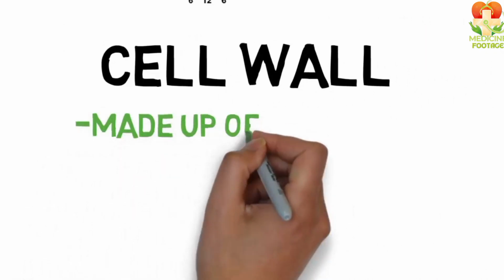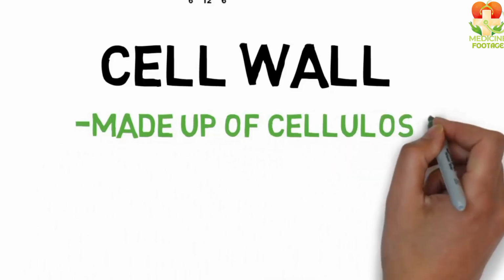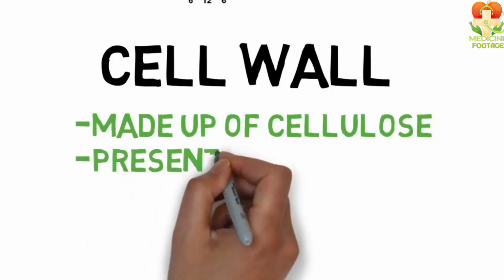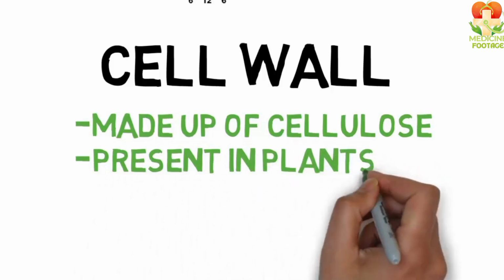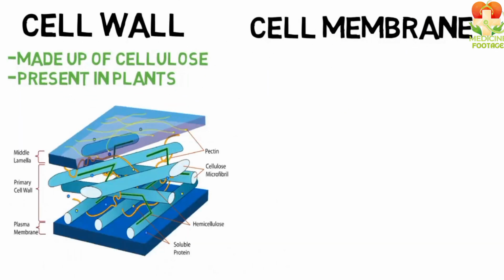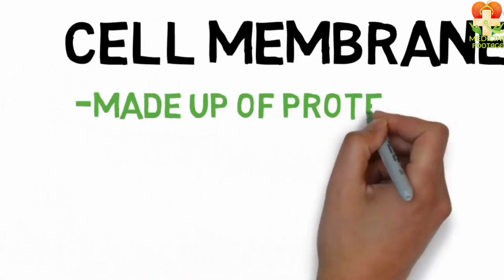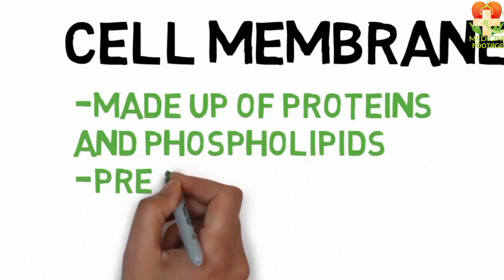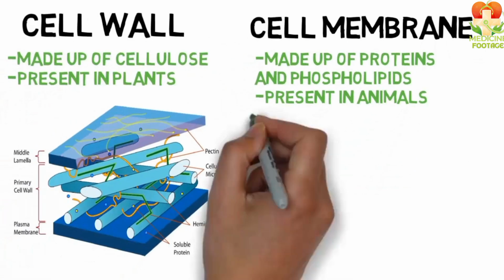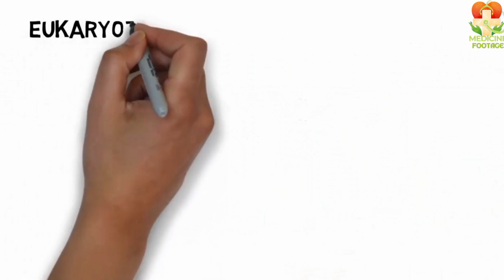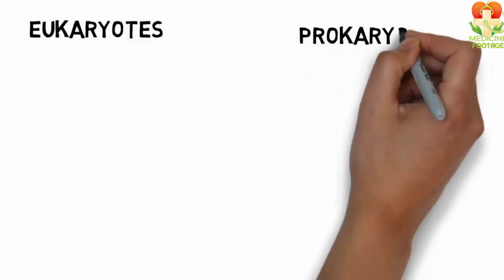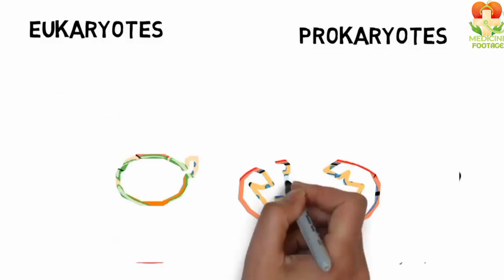The main difference between the cell wall and the cell membrane lies in their composition. The cell wall is made of cellulose and is found in plants. However, the cell membrane is made of proteins and phospholipids and is found in animals. Next, we come to eukaryotes and prokaryotes. It is important to know about both.